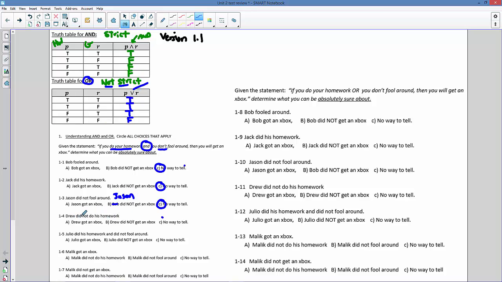Okay, 1-4. Drew did not do his homework. So he didn't meet this condition. He didn't meet the hypothesis here. So we have no idea what's going to happen. He might have gotten an Xbox. He might not have. We don't know. This doesn't say he's not going to get an Xbox. It says he definitely will get an Xbox if he does these two things. So that's no way to tell.